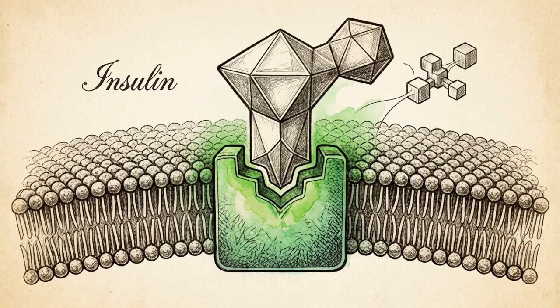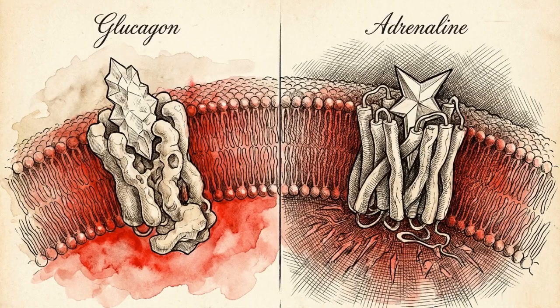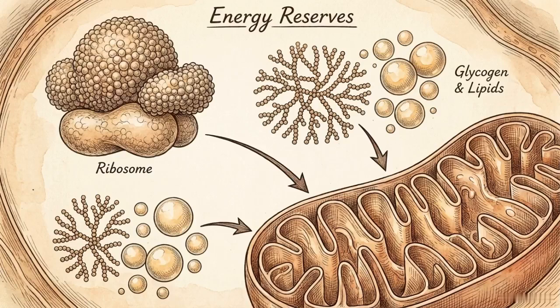This is managed through chemical switches. Insulin acts as an anabolic signal. When external resources are high, insulin triggers the cell to build and store. By contrast, hormones like glucagon and adrenaline act as catabolic signals. When energy is low, they force the cell to halt building operations and begin breaking down its stored reserves.